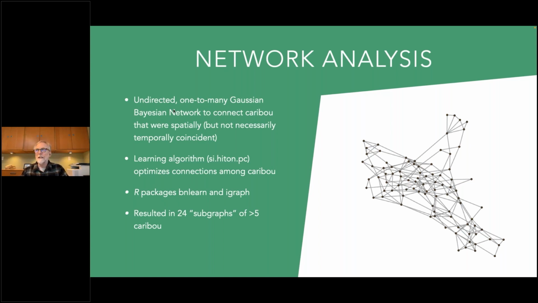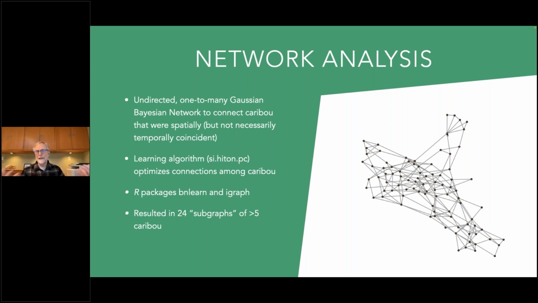So very specifically, what we did is called an undirected, because there are no arrows on the lines between these dots, undirected one-to-many Gaussian Bayesian network. And all that means is that each caribou, which is represented by a node in the network, can be connected to more than one friend. So this caribou here is connected to 7 other friends who then are connected to other friends, etc. And so that's the basic approach.